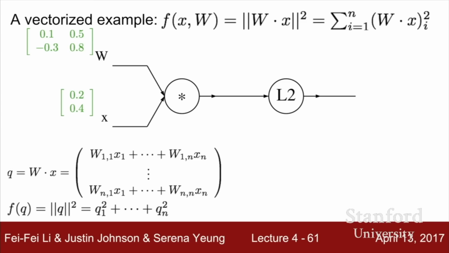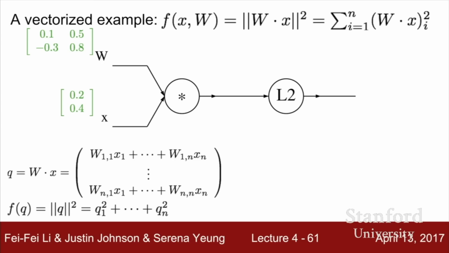And so now let's also fill out some values for this. Let's say w is this 2 by 2 matrix, and x is going to be this two-dimensional vector. Again, we label our intermediate nodes. Our intermediate node after the multiplication is going to be q. We have q equals w times x, which we can write out element-wise this way. The first element is just w11 times x1 plus w12 times x2, and so on.